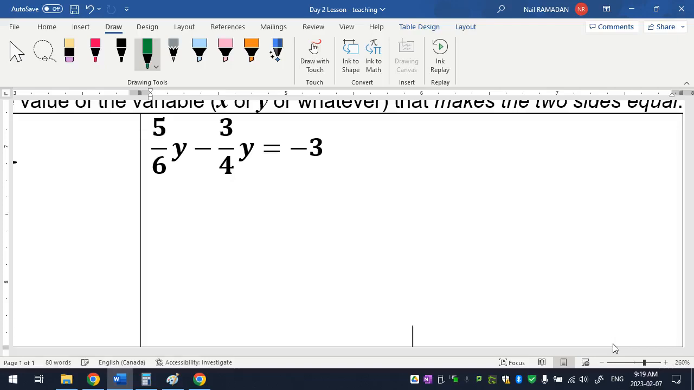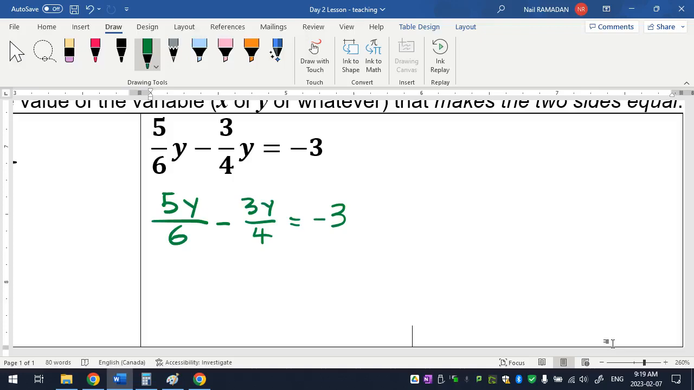Let's go ahead and write this line together. 5y divided by 6, subtract 3y divided by 4 equals negative 3. Okay, agree with that. Okay, everyone, let's forget this part.